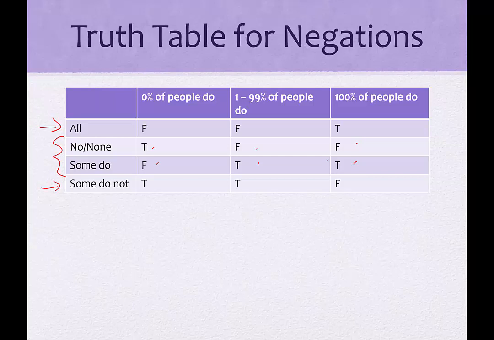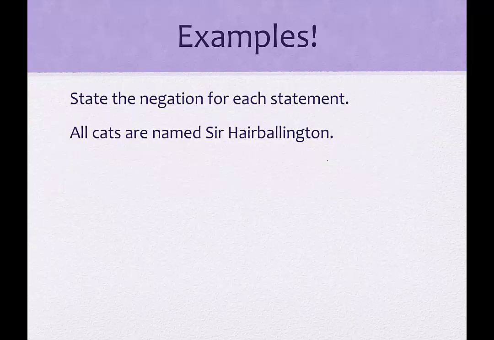We want to be very, very careful. I cannot emphasize enough that the negation for all is not none. If I say every single person in the world likes mint chocolate chip ice cream, it is not true to say the negation is nobody likes mint chocolate chip ice cream. That's simply not true, because we all know the truth is somewhere in the middle. Some people do and some people do not.